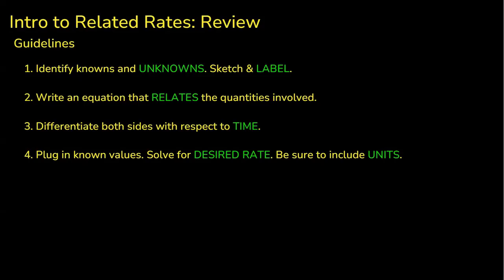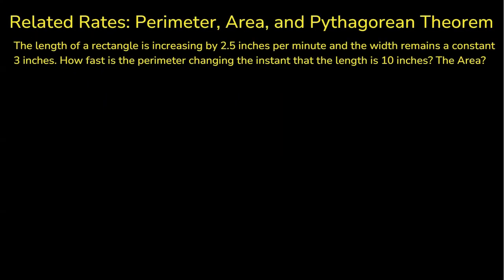First thing when doing related rate problems, you want to identify your knowns and unknowns, sketch and label a diagram of the situation if that's possible. Second, you want to write your equation that relates the quantities involved. Third, differentiate both sides with respect to time. And fourth, plug in your known values, solve for your desired rate, and always make sure to include the units on your answer. First, we're going to look at some perimeter, area, and Pythagorean type problems.